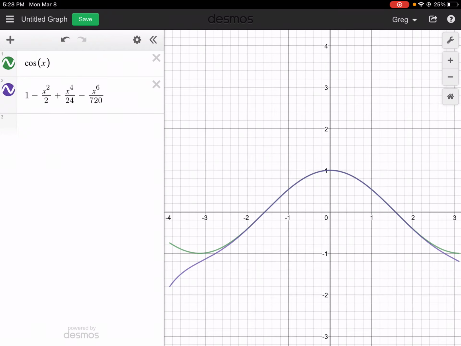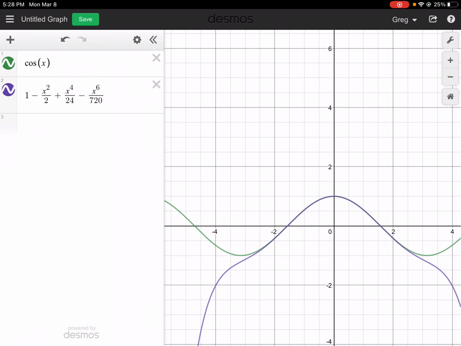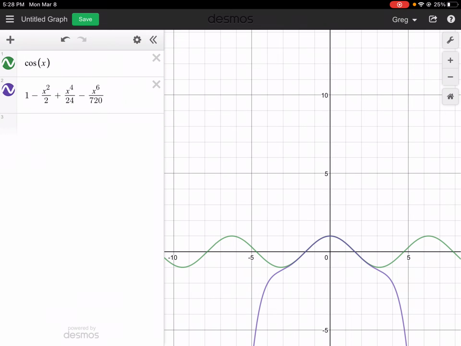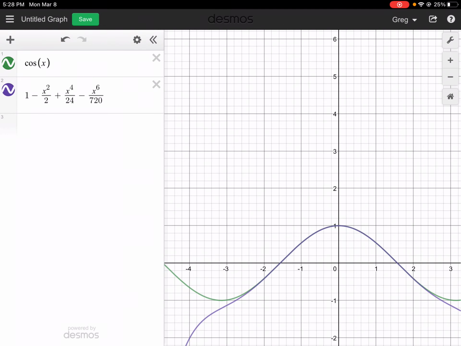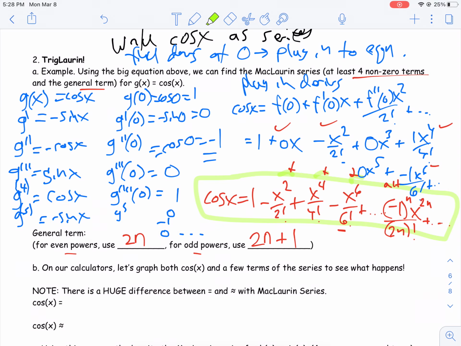And what you'll see is the more and more terms you add, the closer a match you have, and the wider it goes. So this series, again, is just another way to write cosine x. If you have a couple terms, it's an estimate, but the more terms you write, it really is just a perfect match for it.